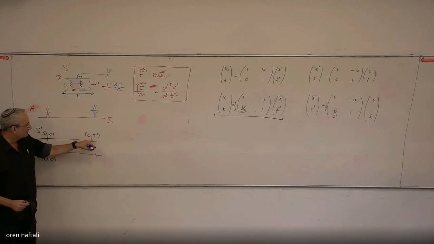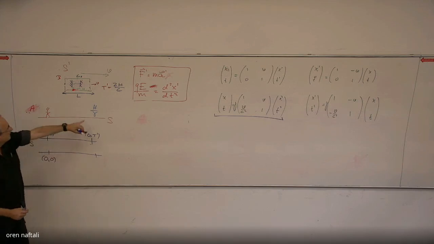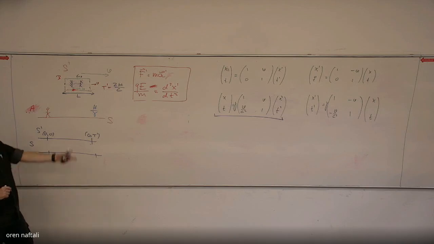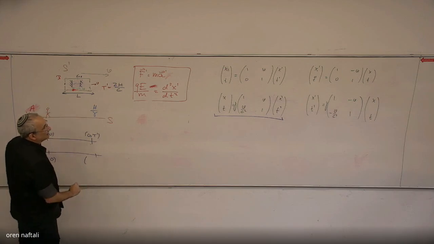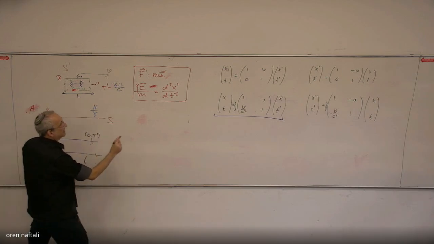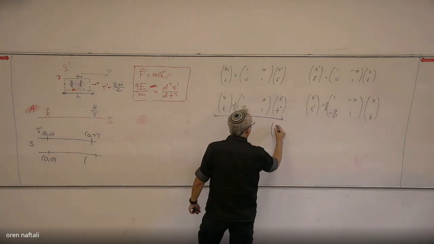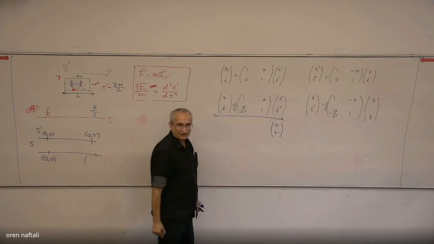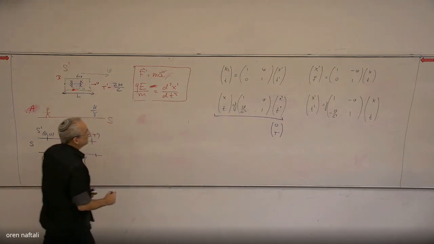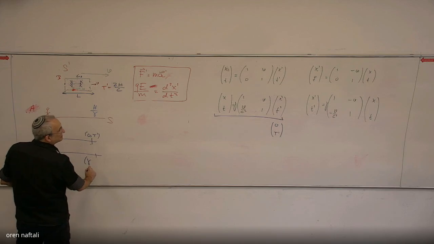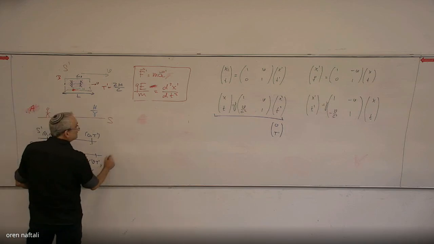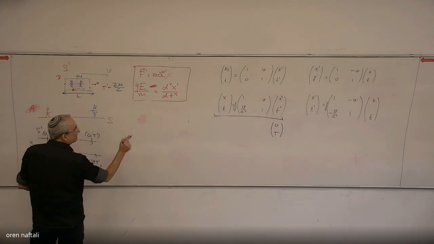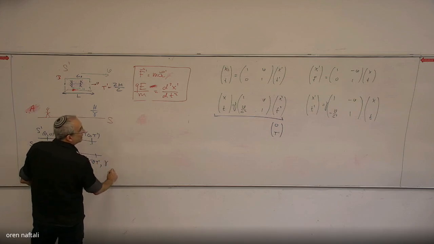What will be the coordinates of this event in the system S? So I'm using my Lorentz transformation, and what will I get? The vector x prime is now 0 and t prime, so I should multiply that by this, and I will get gamma times v times t prime. This will be x in system S. And the time t will be gamma times t prime.